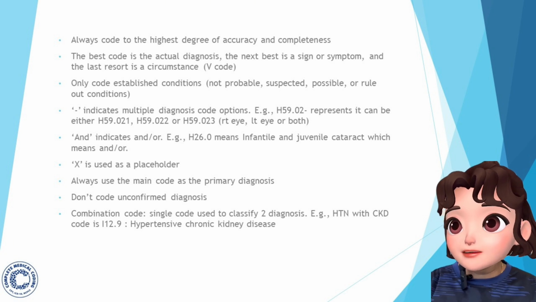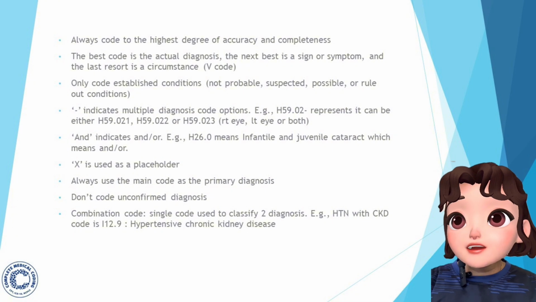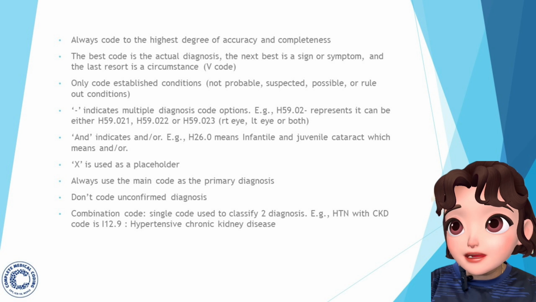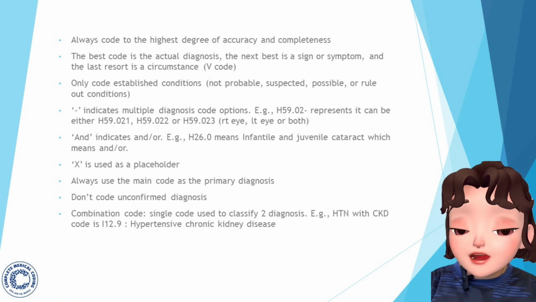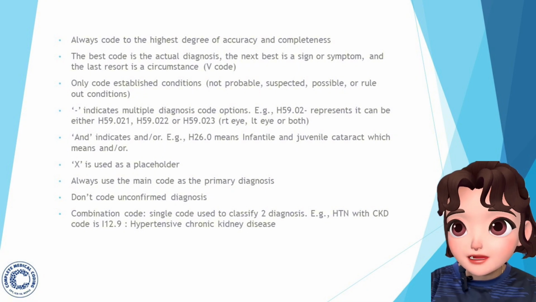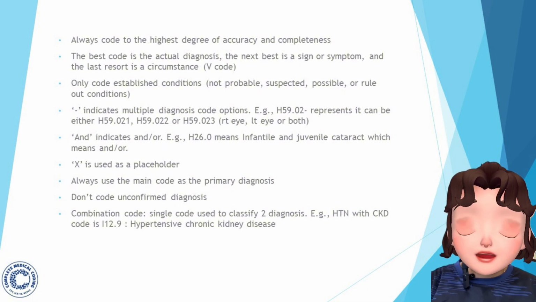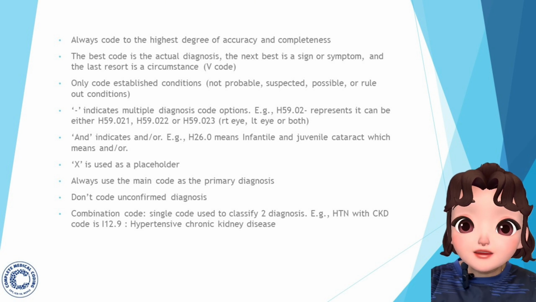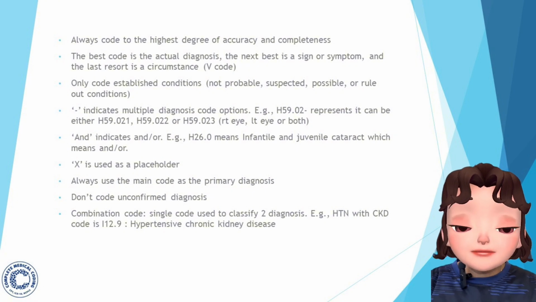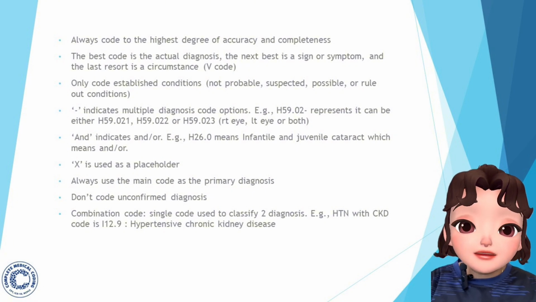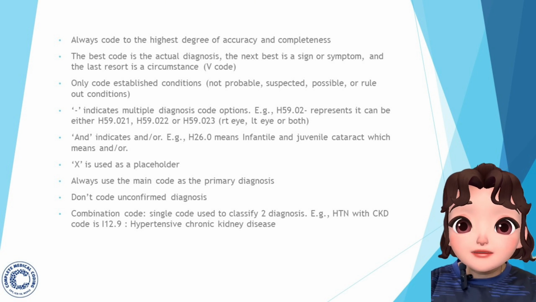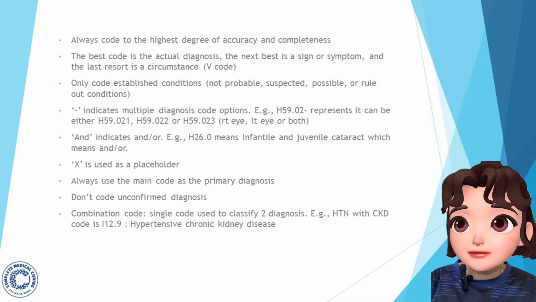Let's see the example. Only code established conditions. That means not probable, suspected, possible, or rule out conditions. Only if it is an established one can we code. Imaginary codes: this can be this. It could be a heart attack. Like that, we cannot bill. This patient might have DM, diabetes. So can we bill for diabetes? No, we cannot. Code only if it is a confirmed diagnosis.